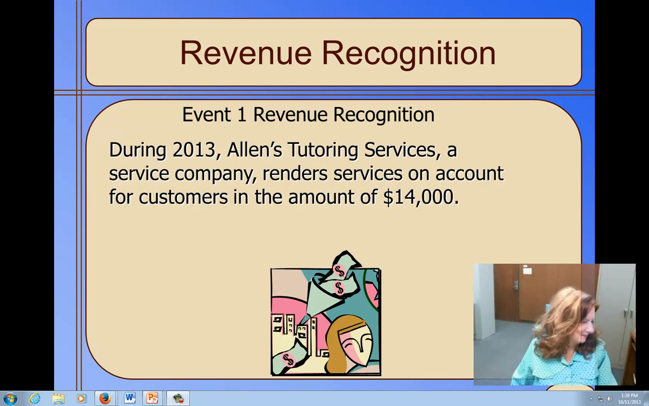Then in event 3, they sell some of these securities, and they sell $2,000 worth of their securities, and they sell them for $2,600. Now, if they paid $2,000 and they sell them for $2,600, there's going to be a $600 realized gain, a realized revenue recognition gain that happened on these securities.